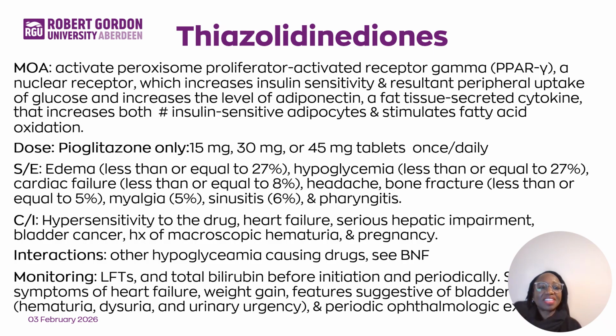Okay, and then we move on to the thiazolidinediones. Okay, and these activate the peroxisome proliferator activated receptor gamma, so PPAR gamma, a nuclear receptor, which increases insulin sensitivity and resultant peripheral uptake of glucose and increases the level of adiponectin, a fat tissue secreted cytokine that increases both the insulin sensitive adipocytes and stimulates fatty acid oxidation. And in this class, we have pioglitazone only in the market.